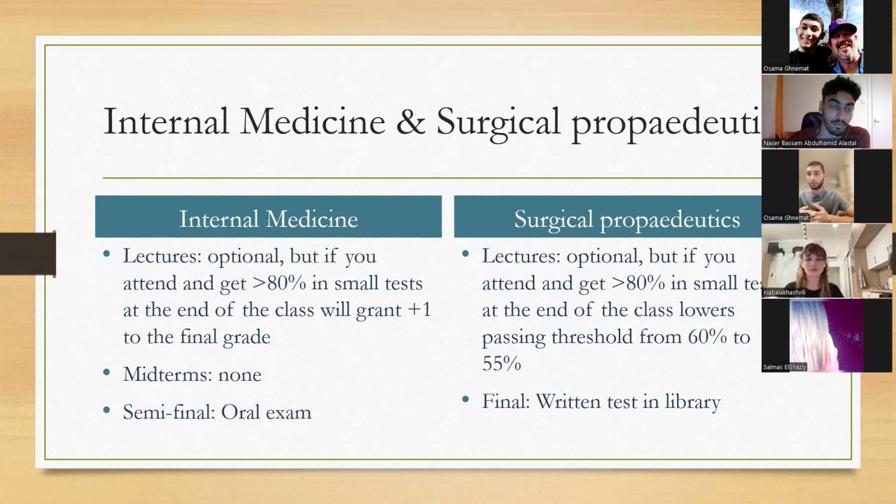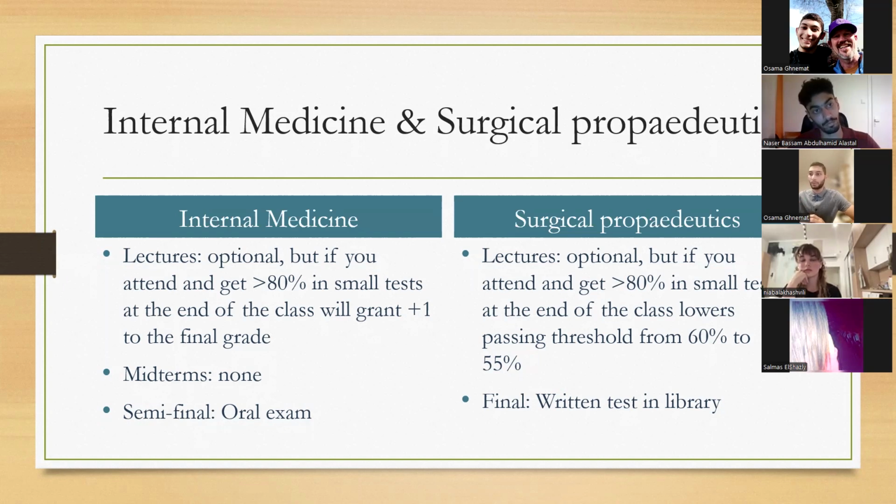Moving on to surgical pre-diabetics, this one for the lecture, it's optional, okay? But if you attend and get more than 80% on a small test at the end of the class, there will be a lowering of the passing threshold from 60% to 55%. So you're pretty much gaining 5%. That's pretty much it. And the final is going to be a written test in the library for surgical pre-diabetics.